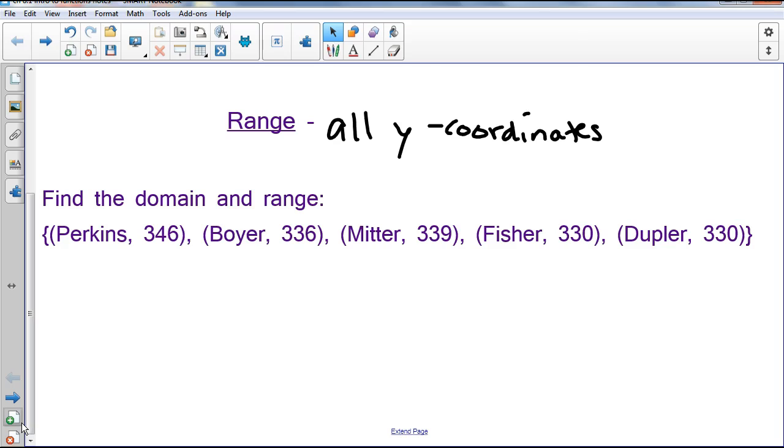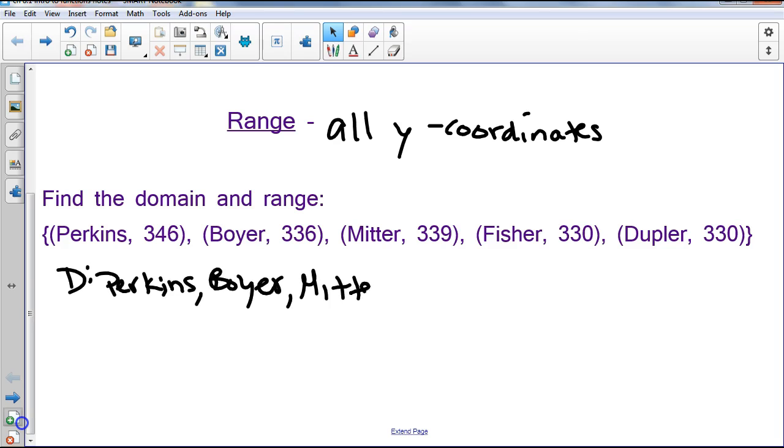We have Perkins 346, Boyer 336, Mitter 339, Fisher 330, and Dupler 330. So what we're going to do is find the domain and range. We're going to list them. Our domains are all the x-coordinates. So that would be Perkins, Boyer, Mitter, Fisher, and Dupler.